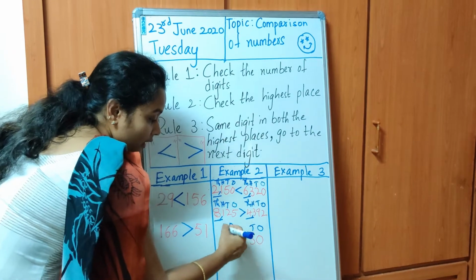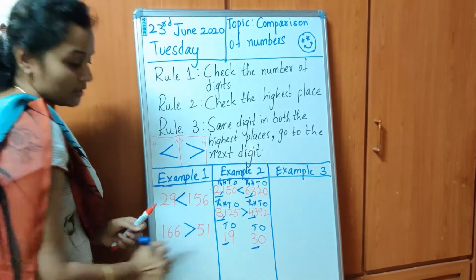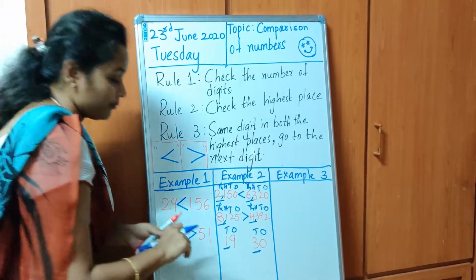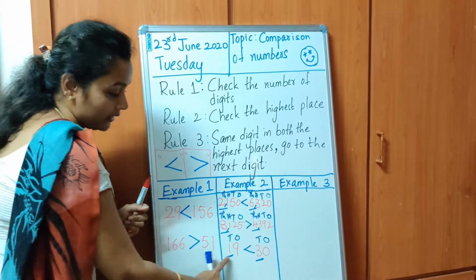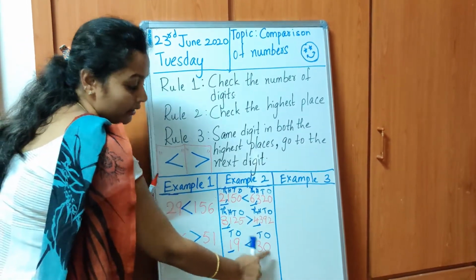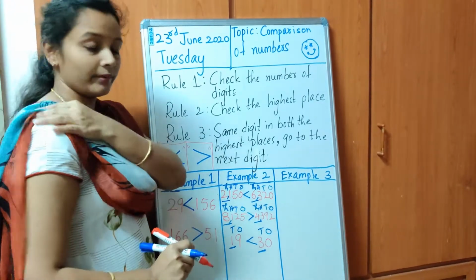Here the highest place is tens. Here 1 ten and here 3 tens. So 3 tens is bigger. So you have to put this: 19 is lesser than 30. Right? Now for the last one.